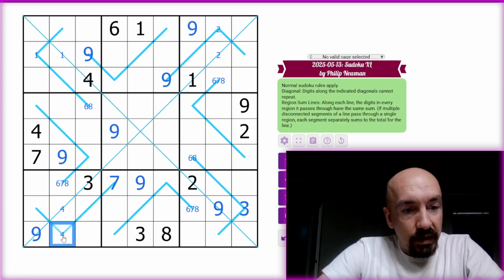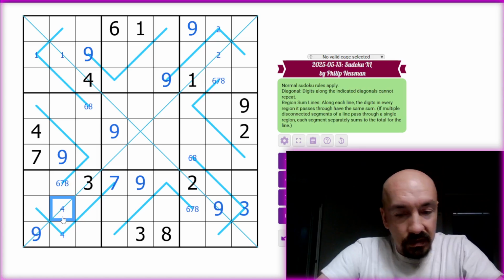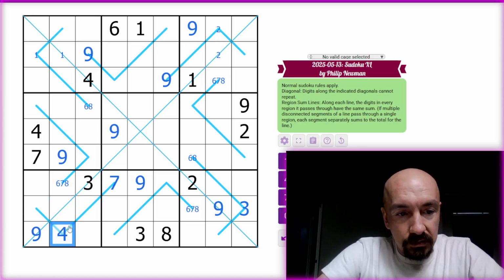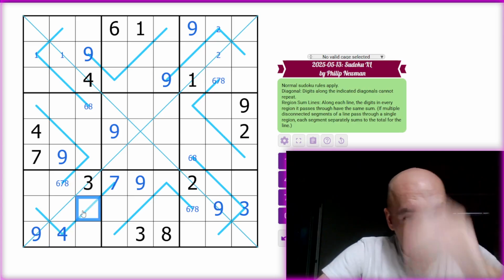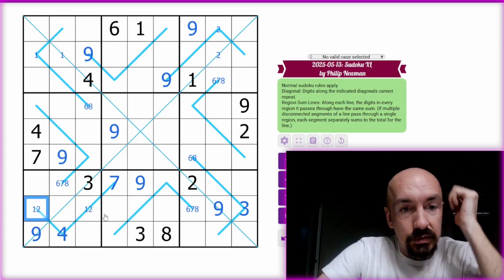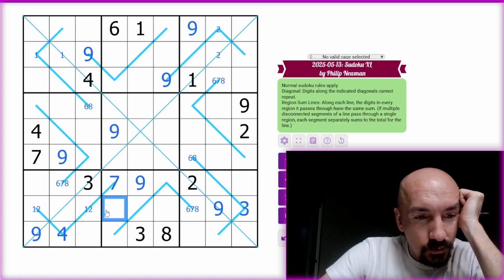Okay, so we know a 4 has to be on the region sum because the 7 factor is only 1, 2, and 4. So we can put 1, 2, 1, 2 there. All right.